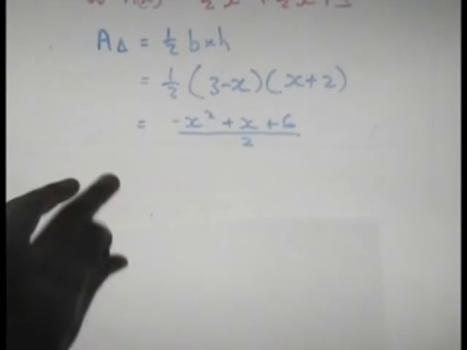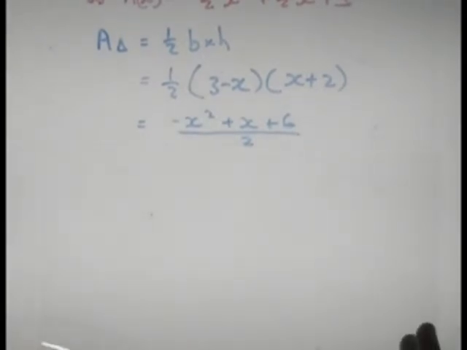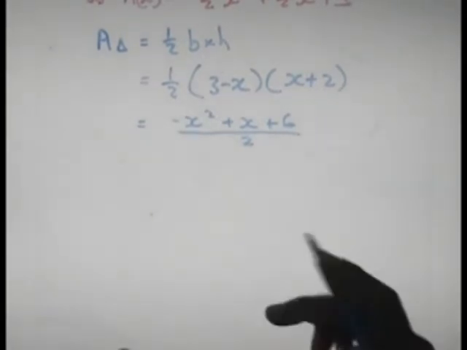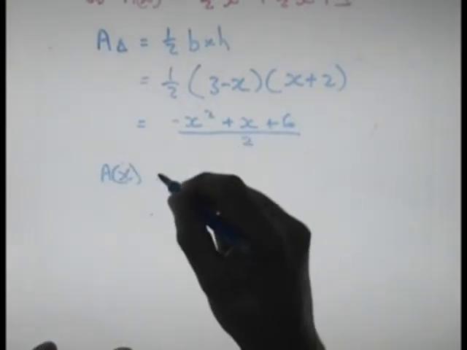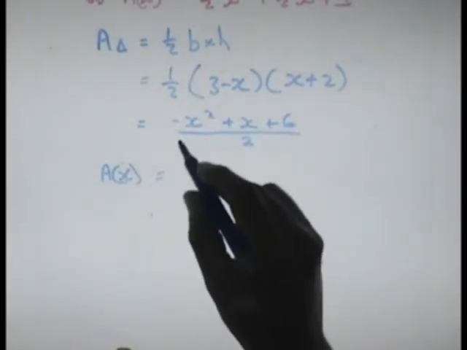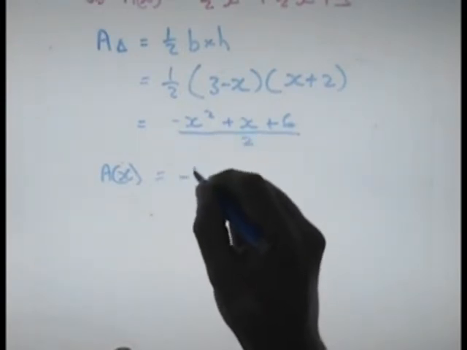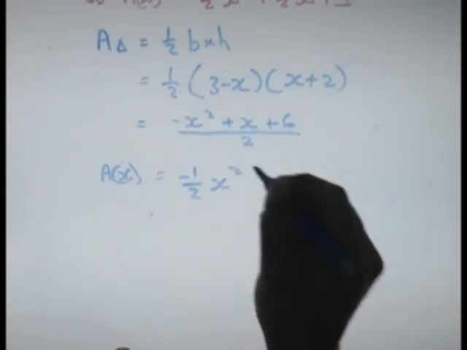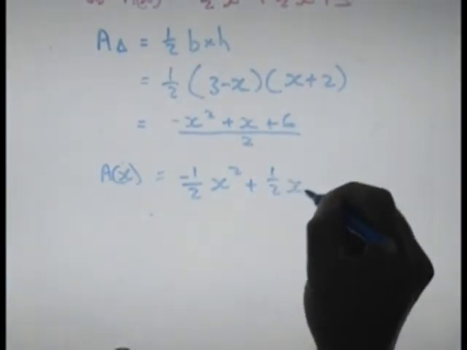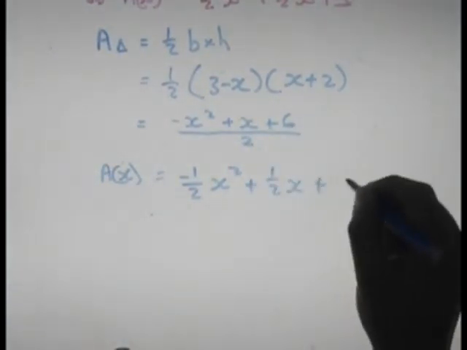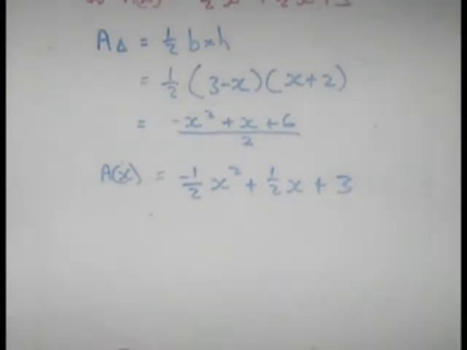Once I've got that, all I need to do in order to get my area into the function that they asked for, I'm just going to split all of these up. X squared over 2 is going to be negative a half x squared, plus x over 2 or plus a half x, plus 6 over 2 or plus 3. And that is what they asked for.